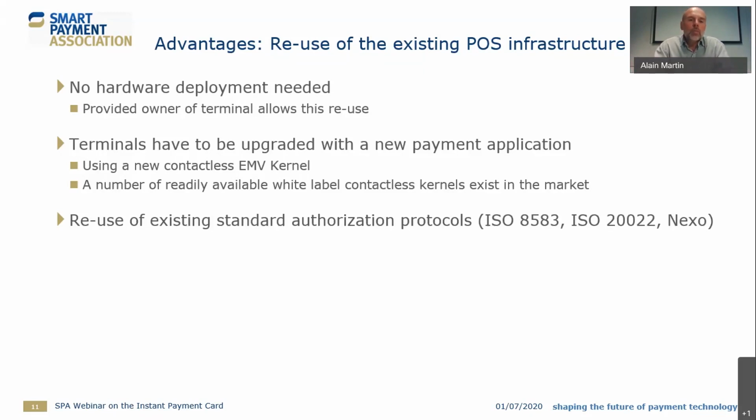These new applications will make use of an EMV kernel, and it will most probably not be an existing kernel of the existing schemes. It will have to be a new kernel. And the good news is that the industry has a number of readily available EMV white label kernels for this purpose. This terminal needs to connect to the PISP as we saw, and for this it can very well use existing protocols, ISO 8583, either ISO 20022 and so on, Nexo, which can perfectly be used to transport the necessary information for the solution to work.